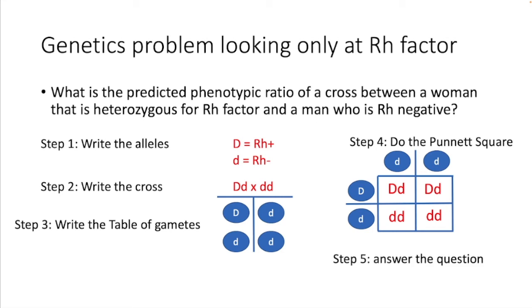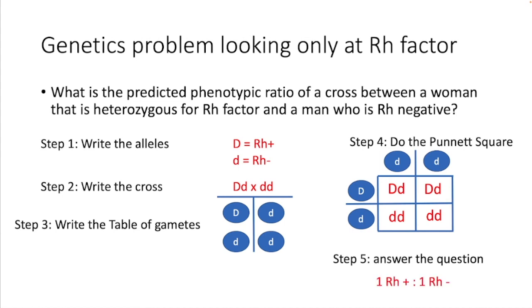And step 5 in doing a genetics problem is always make sure you answer the question. And so doing the Punnett square isn't enough. You need to answer the question. And the question says, what is the predicted phenotypic ratio of the cross? So we need to write that down.